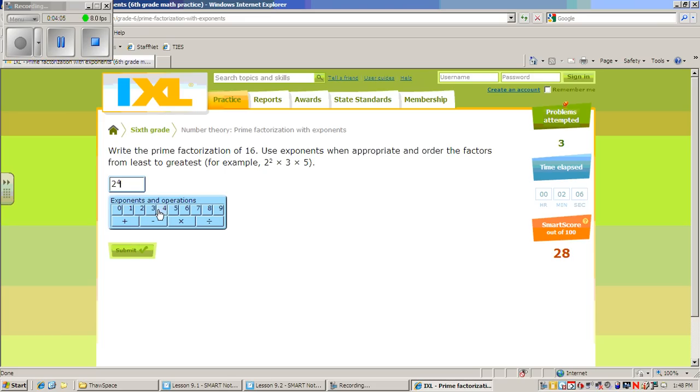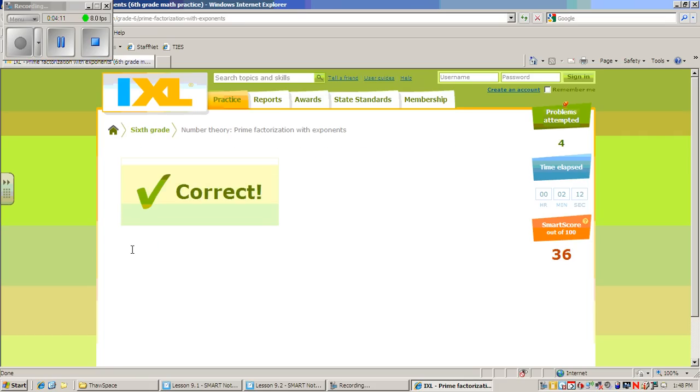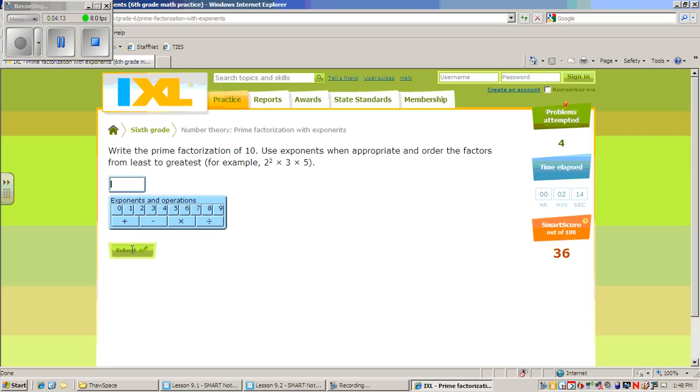I hope you said 4th. I hope that's what you said. And 2 to the 4th power should be 16. So we'll do one more. Prime factorization of 10. I'm going to do 5 and 2. And now I have 2 and 5, which are both what? So I would want to do 2 times 5, right?